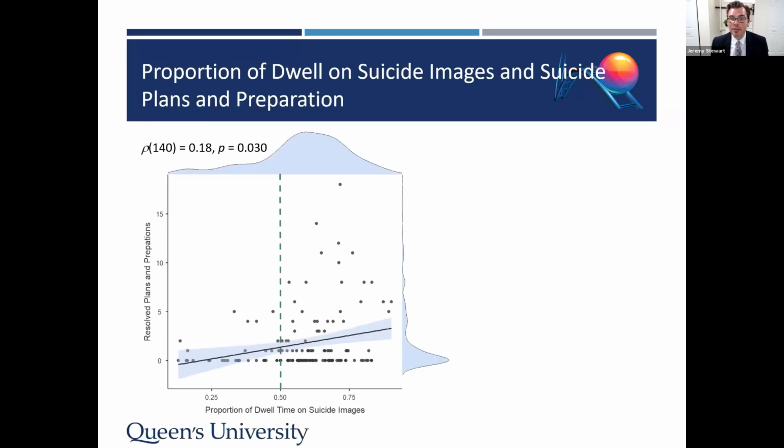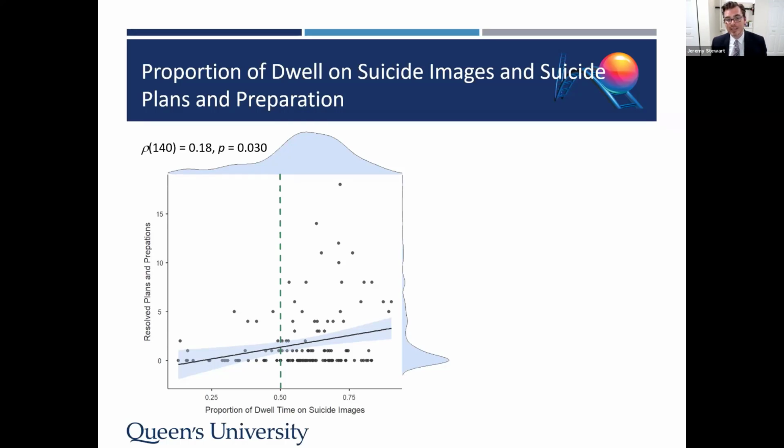We next examined whether gaze behavior towards suicide images was associated with individual differences in recent suicide ideation severity. So in this figure, you can see scores on resolve plans and preparations on the y-axis. And on the x-axis, there's a measure of overall gaze behavior that we use a lot called the proportion of dwell time on suicide images. And this score ranges from 0 to 1, with equal viewing of the 2 categories of images yielding a score of 0.5. And that's shown in the green dotted line here. Scores above 0.5 indicate longer viewing on the suicide images.